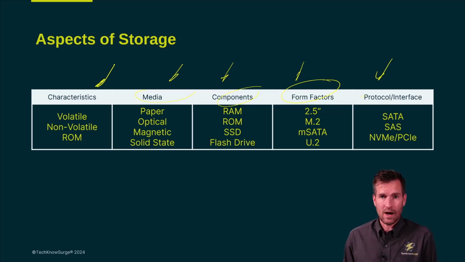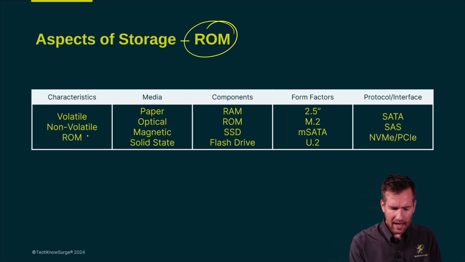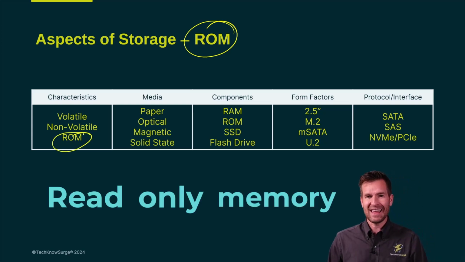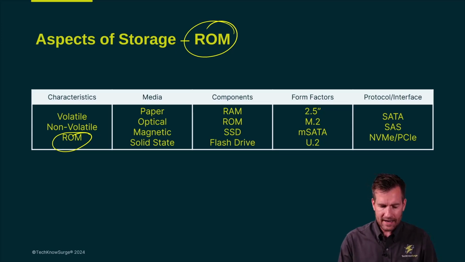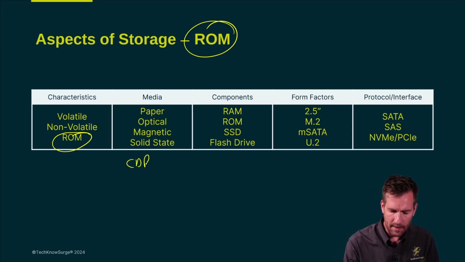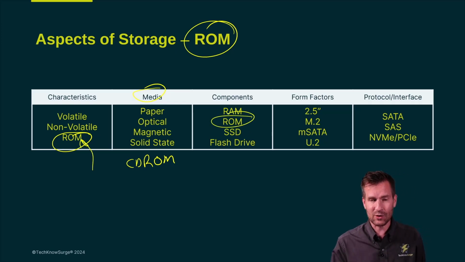For instance, ROM. The reason why it gets confusing is because ROM is a characteristic. ROM is read-only memory, so it's the type of storage we have. For instance, we could have a CD-ROM, which is a media here. But not only is it a characteristic, it's also a component in a computer. We have ROM on our computer, and it's an actual part of the computer. So that gets a little confusing.